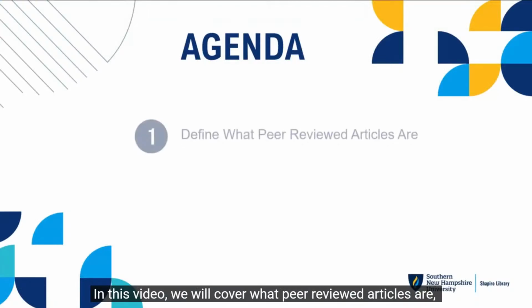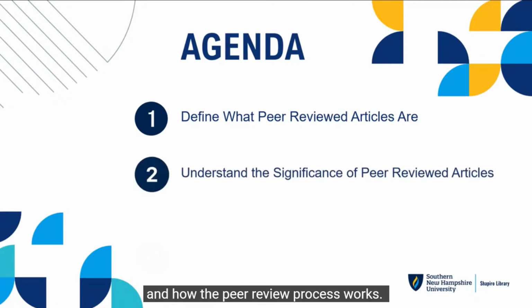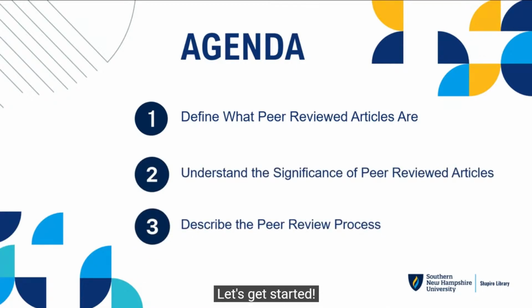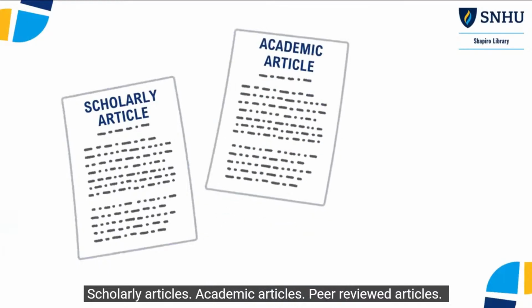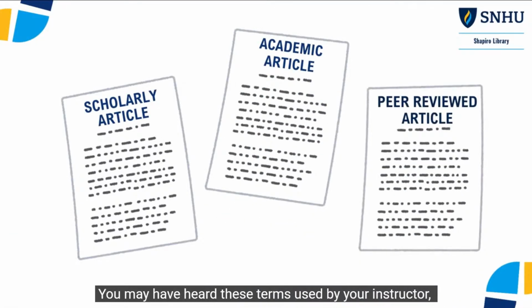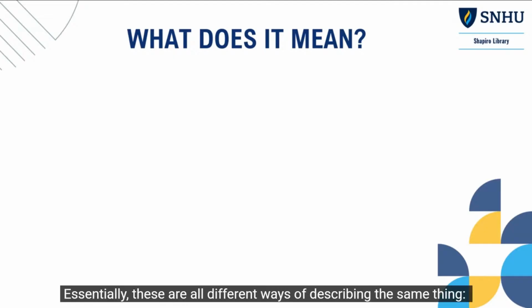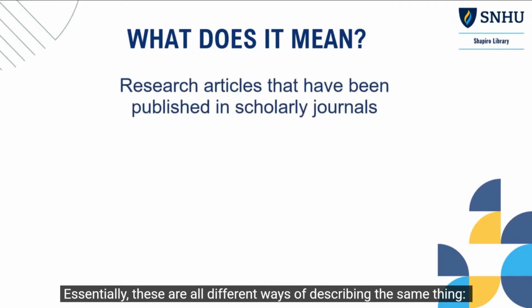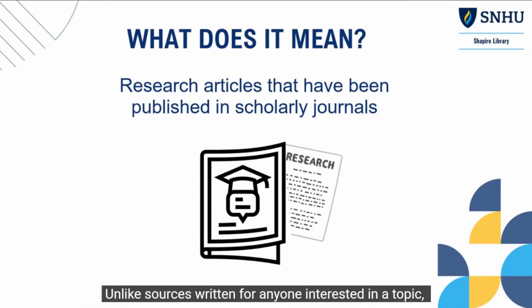In this video, we will cover what peer-reviewed articles are, why they are important in academic research, and how the peer review process works. Let's get started. Scholarly articles, academic articles, peer-reviewed articles. You may have heard these terms used by your instructor, but what do they mean? Essentially, these are all different ways of describing the same thing, research articles that have been published in scholarly journals. So what exactly is a peer-reviewed article, and how does it get published in a scholarly journal?